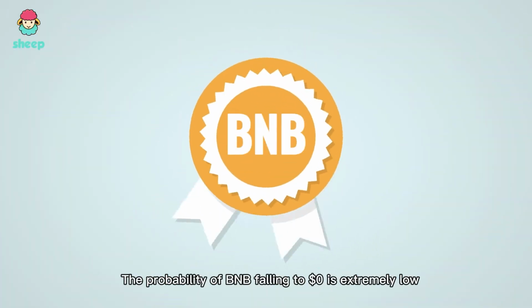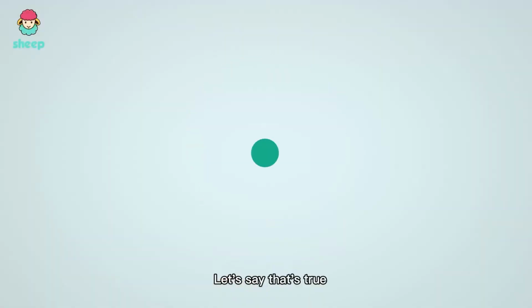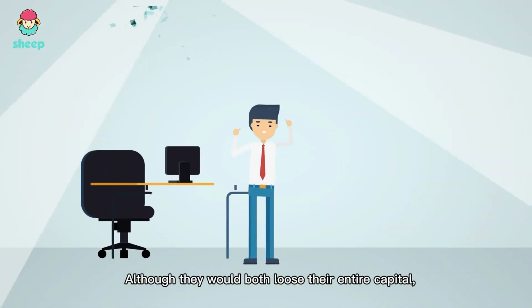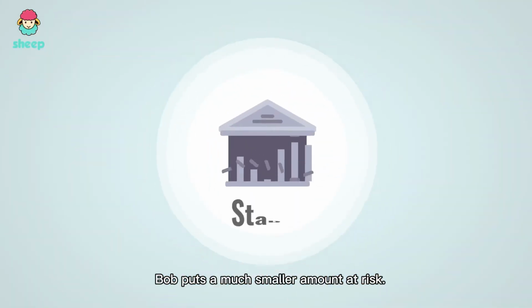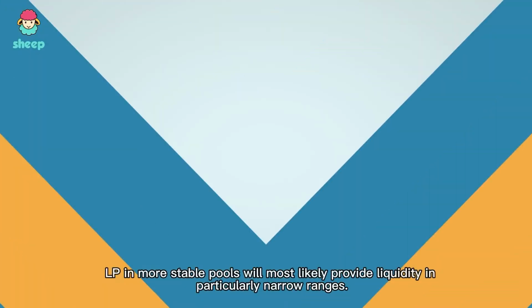The probability of BNB falling to $0 is extremely low. Let's say that's true. Bob and Alice's liquidity will all become BNB. Although they would both lose their entire capital, Bob puts a much smaller amount at risk. LPs in more stable pools will most likely provide liquidity in particularly narrow ranges.